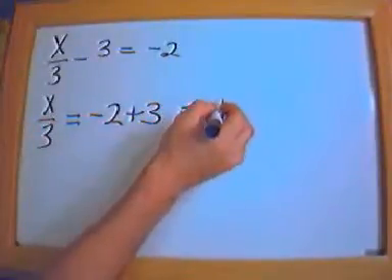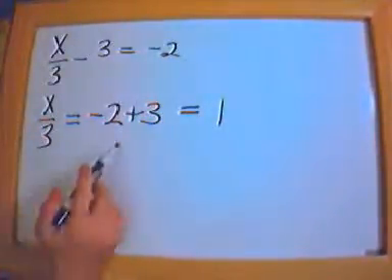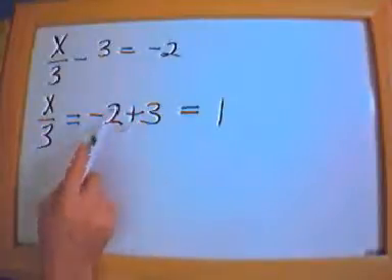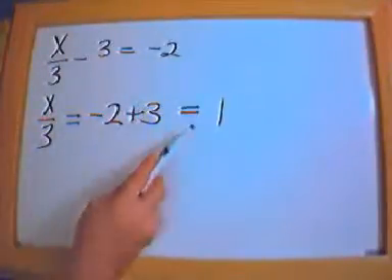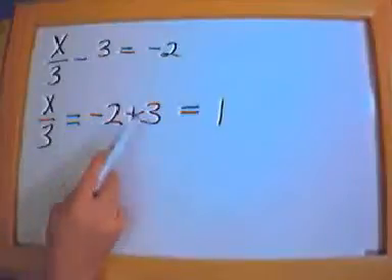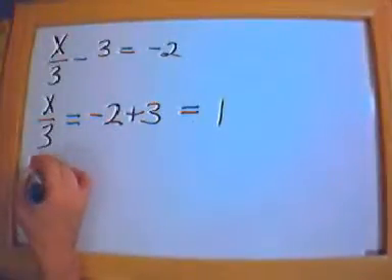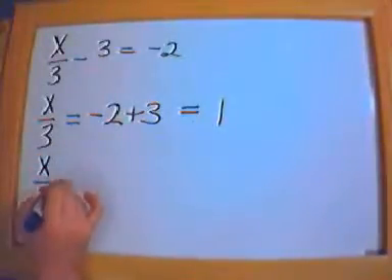If you add that, you can convince yourself that's equal to 1, because I'm adding a negative and a positive. The bigger number is positive, so the sign is going to be positive, and then 3 minus 2 is 1. So I'm left with x over 3 is equal to 1.